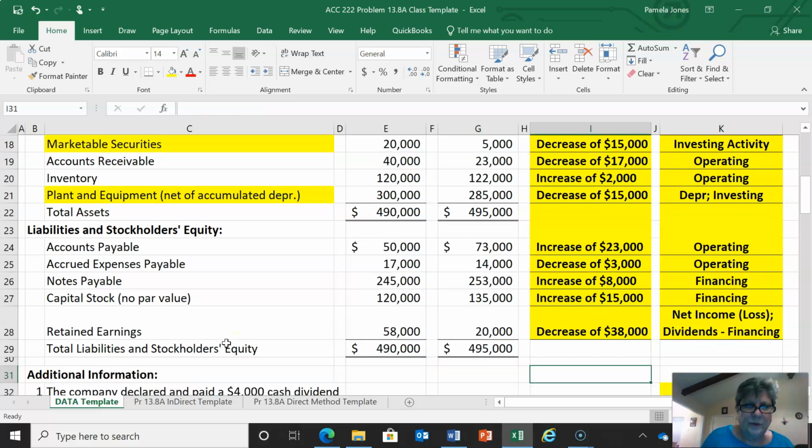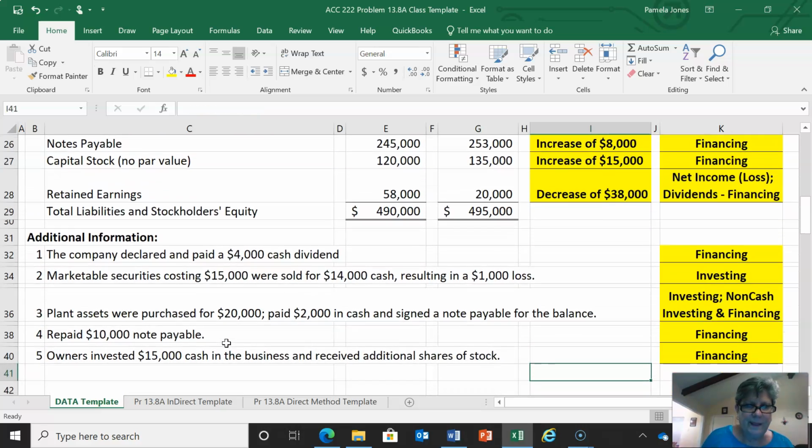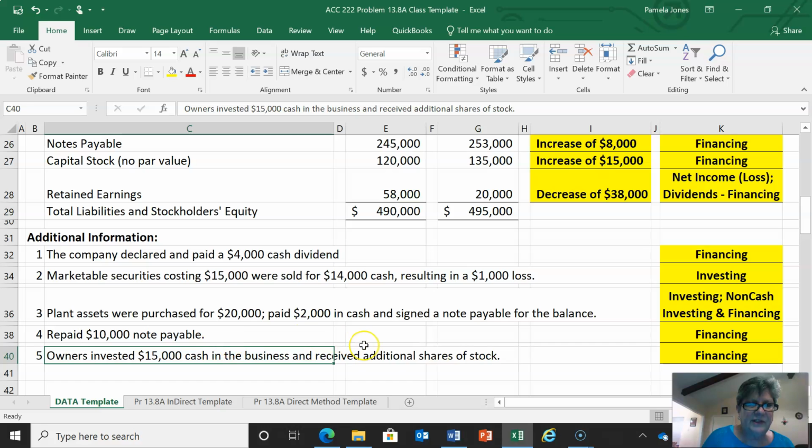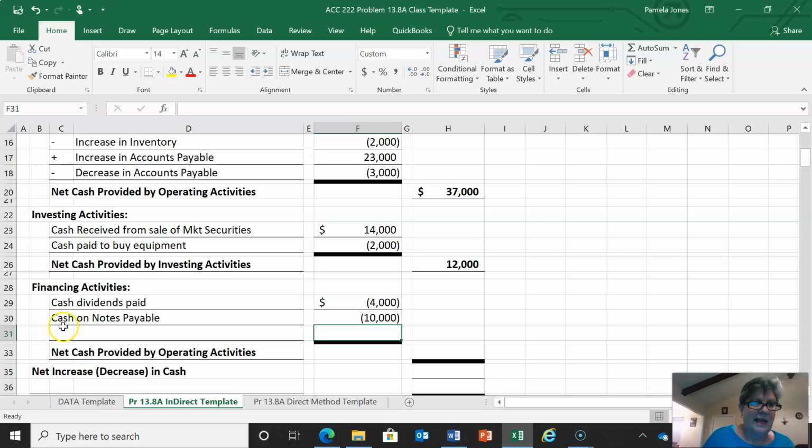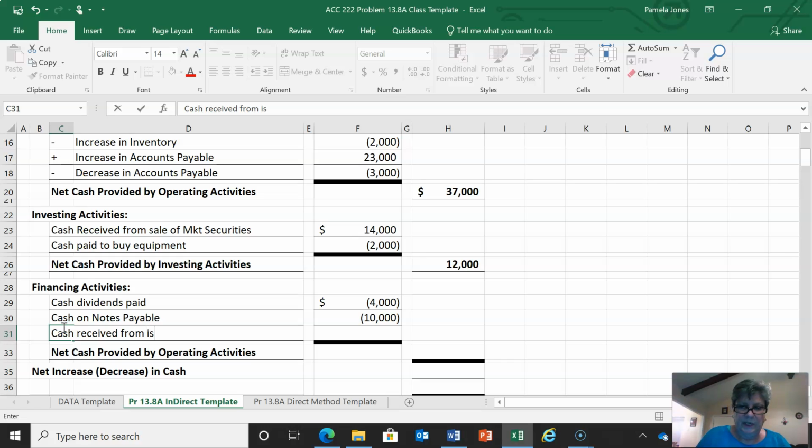So again, we go down to our additional information, and we've already seen this. Number 5 says owners invested $15,000 in the business and received additional shares of stock. Well, that's our $15,000 increase in the capital stock account, and that is a financing activity. So we issued shares of stock, they gave us money. So in the financing activity section, cash received from issuance of stock, or it can simply say invested by owners.